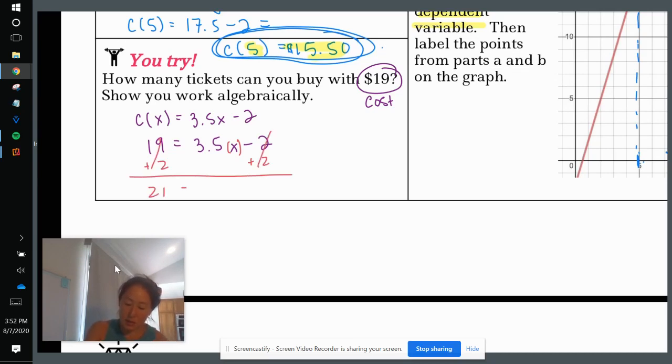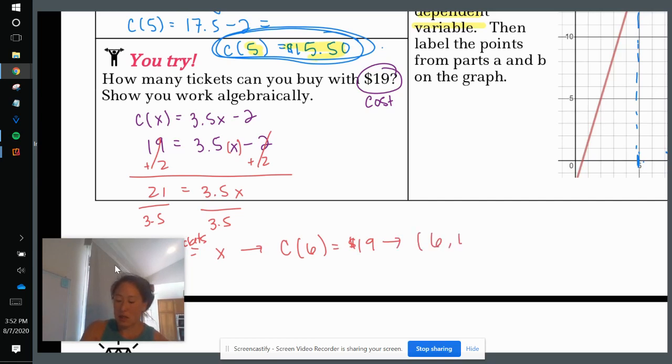So I get $21 is equal to 3.5x. So I forgot a step. How do you get x by itself? 3.5 is multiplying with x, so we're going to divide by 3.5, and I get x is equal to 6. So x is equal to 6 tickets. Another way to write this would be C of 6 is equal to $19. Another way to represent this information would be 6, comma 19.